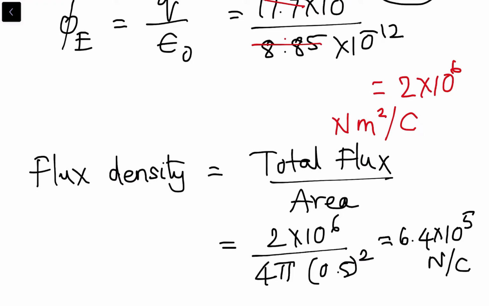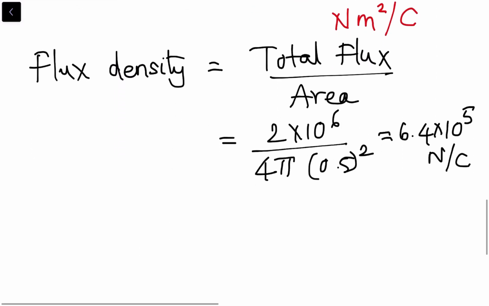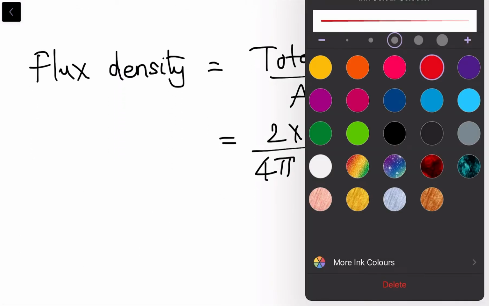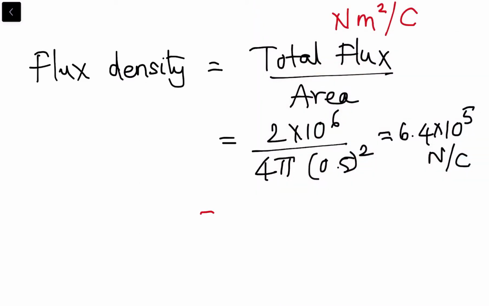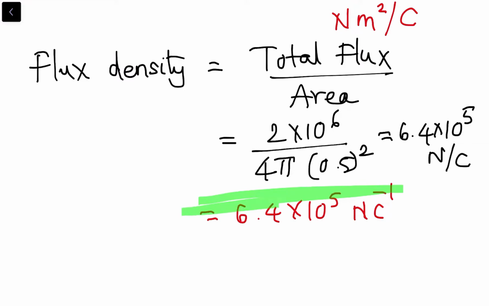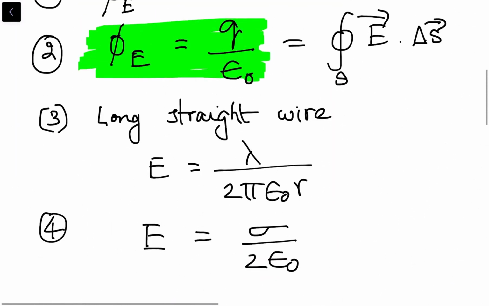Therefore this is our answer. The flux density we got is equal to 6.4 into 10 to the power of 5 Newton coulomb to the power of minus 1. This is how we have solved the first numerical. Now let's continue with the second numerical. Let's go for the second numerical without wasting much time.